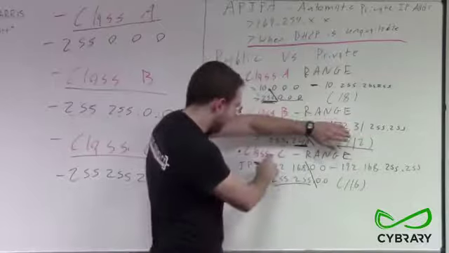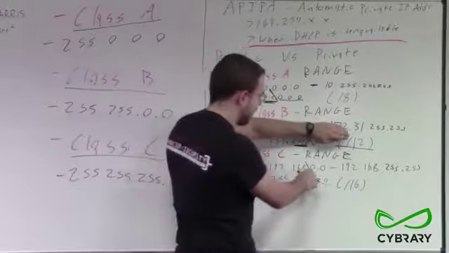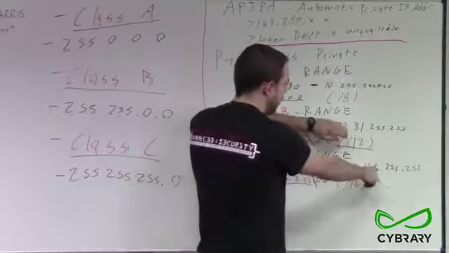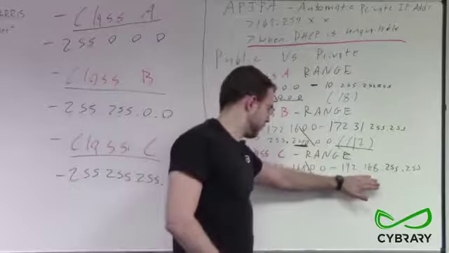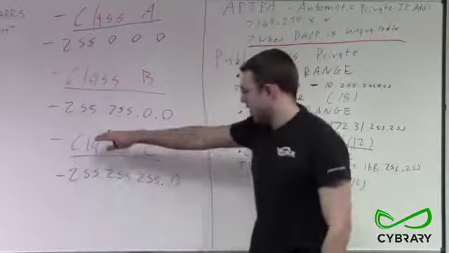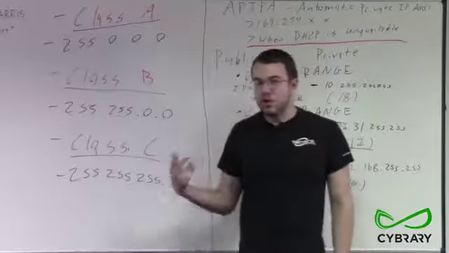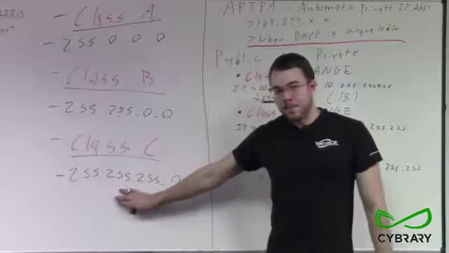And then lastly, our Class C range, if you see an address anywhere in the span of 192.168.0.0 through 192.168.255.255, then by default, the subnet mask you're going to use for IP addresses in that Class C range is going to be this.